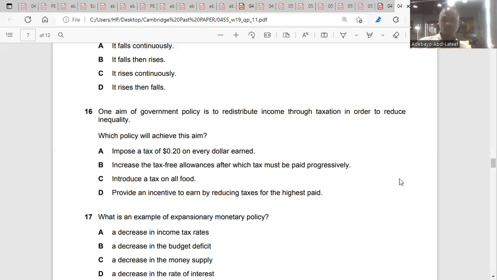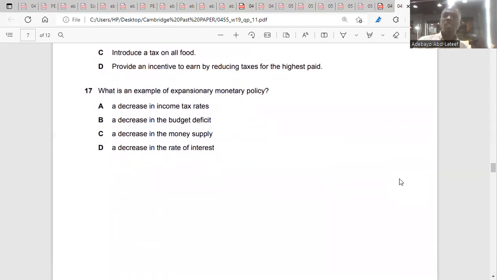What is an example of expansionary monetary policy? When talking about expansionary monetary policy, it means that government is trying to increase the money supply in the economy. Government is trying to increase the aggregate demand in the economy. So what would cause this to happen? Number 17. The government is trying to increase aggregate demand in the economy, or trying to increase the money supply in the economy.